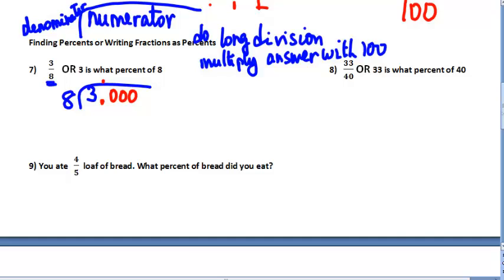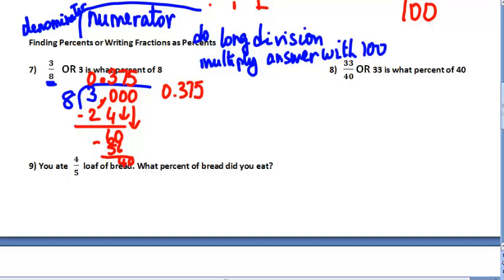So again, remember decimal division, so carry your decimal up. That's a 0. 8, now ignore that. 8 goes into 30. 8 times 3, 24. Subtract, that's a 6, bring the 0 down. 8 times 7, 56. Subtract, 4, bring the 0 down. 8 times 5. So my answer is 0.375.